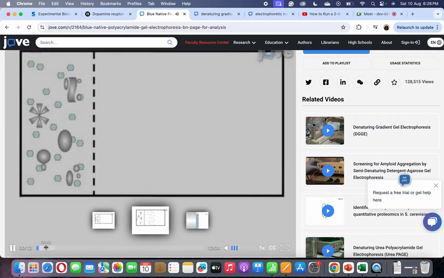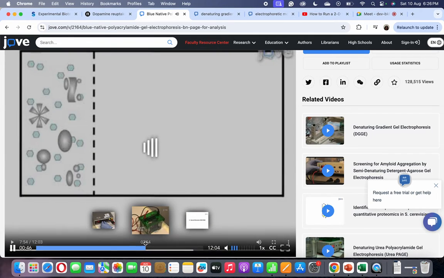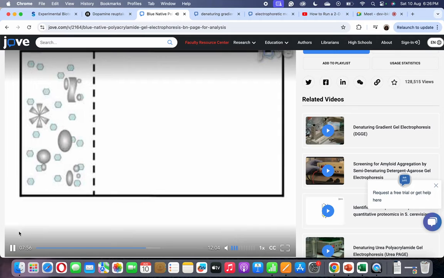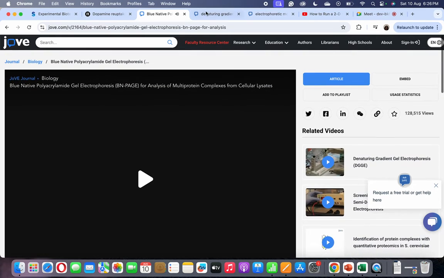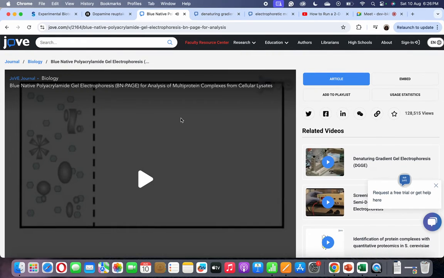The overall goal of the following. As a second step, the lysate is applied to the first dimension. For the second dimension. Apparently not. Okay then.